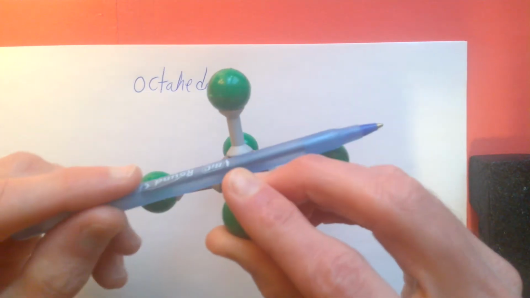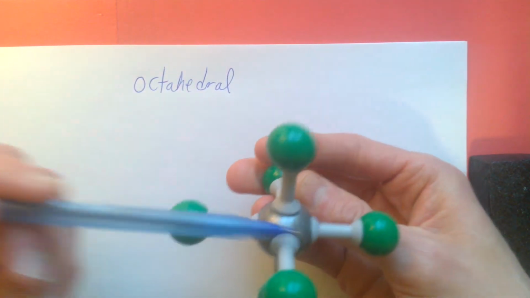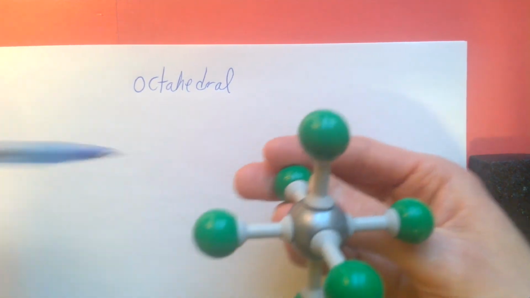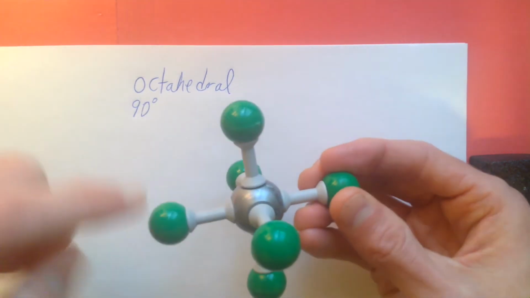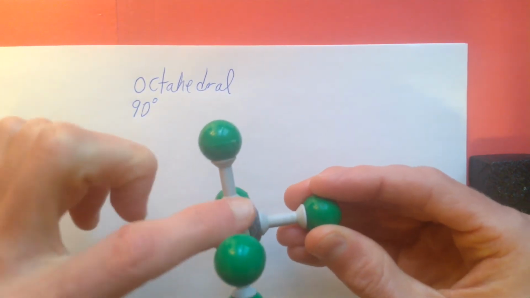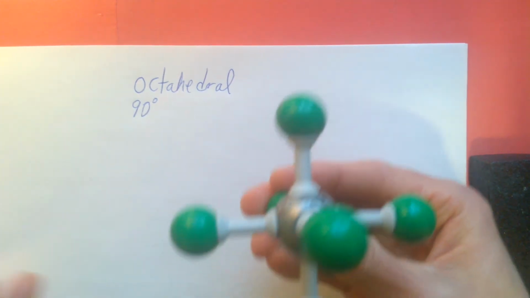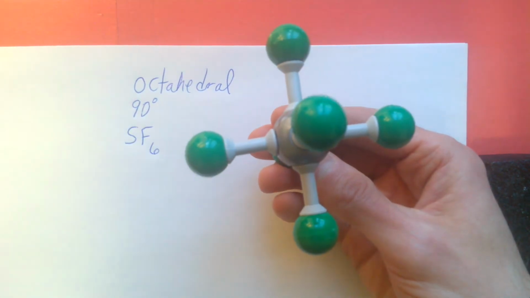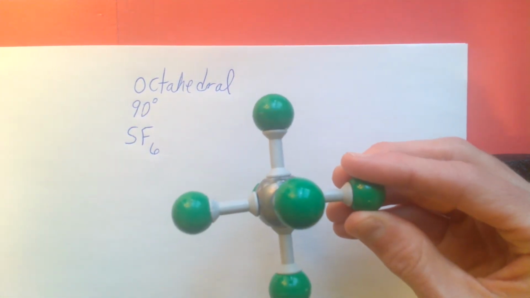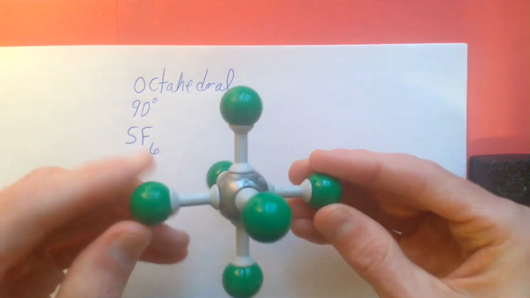Let's turn it. See, there's another straight line. Turn it this way, another straight line. There's lots of straight lines in here, lots of linear style arrangements. It looks like all of the angles, you probably can tell, are 90 degrees in these bonded atoms. Do you see that? 90 degrees. No matter which way you turn it, 90 degrees are the bonded angles. A prime example of this geometric arrangement is what we call sulfur hexafluoride.